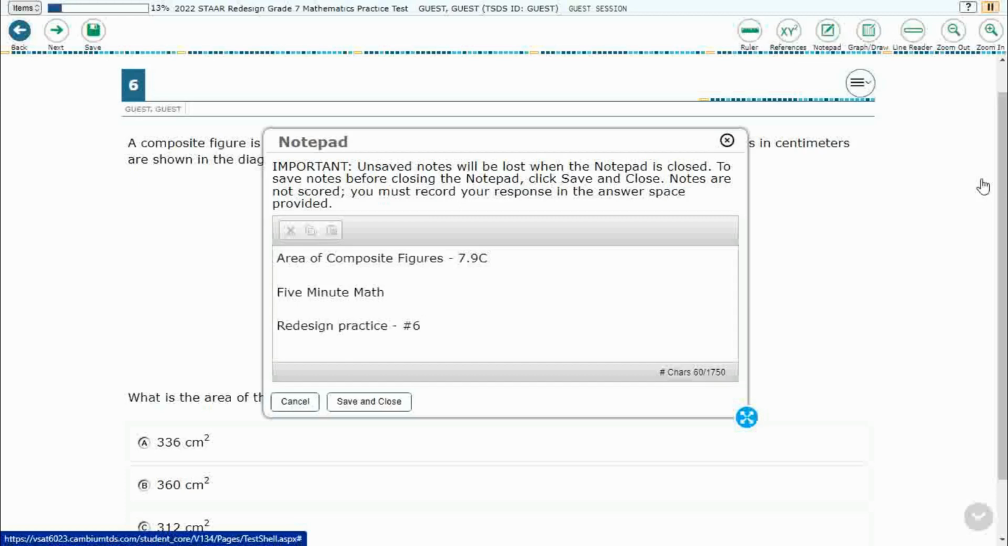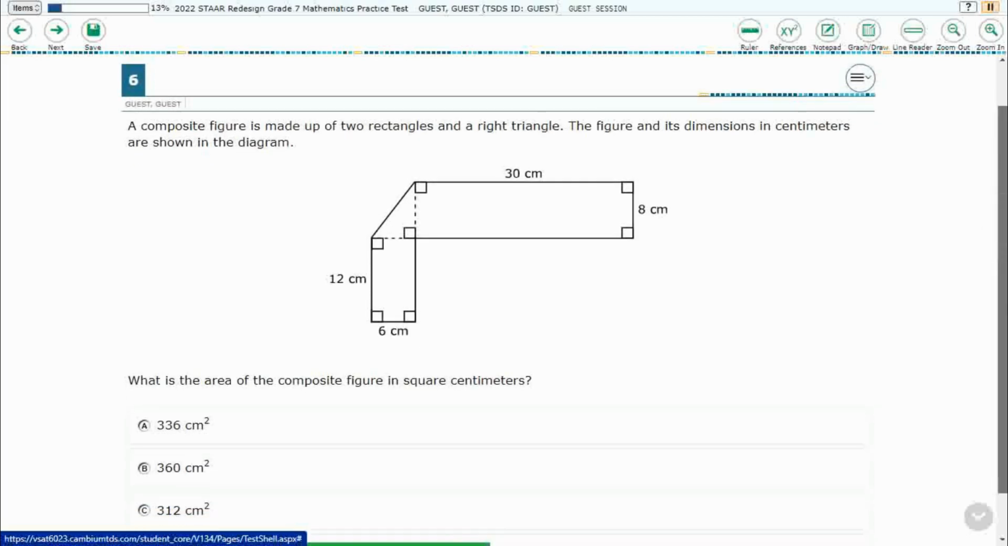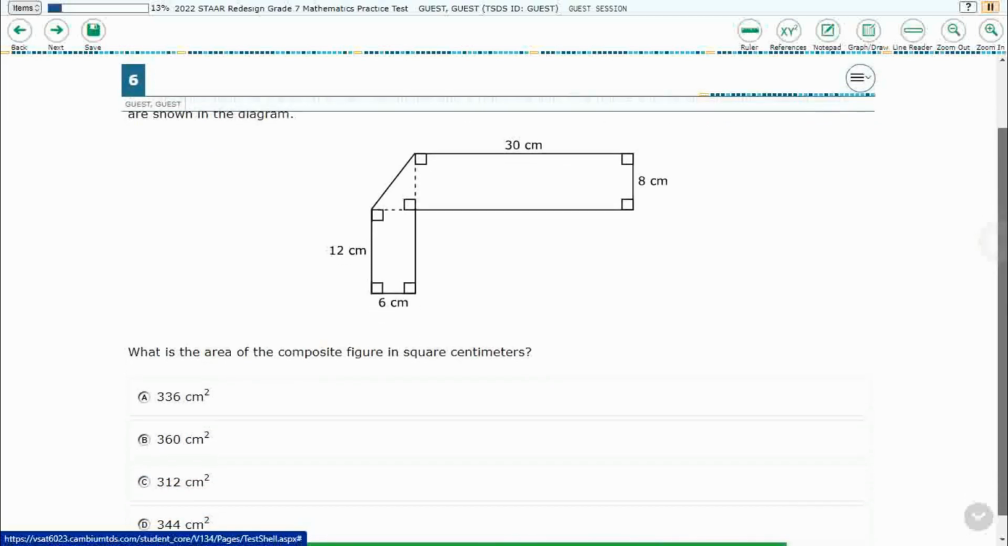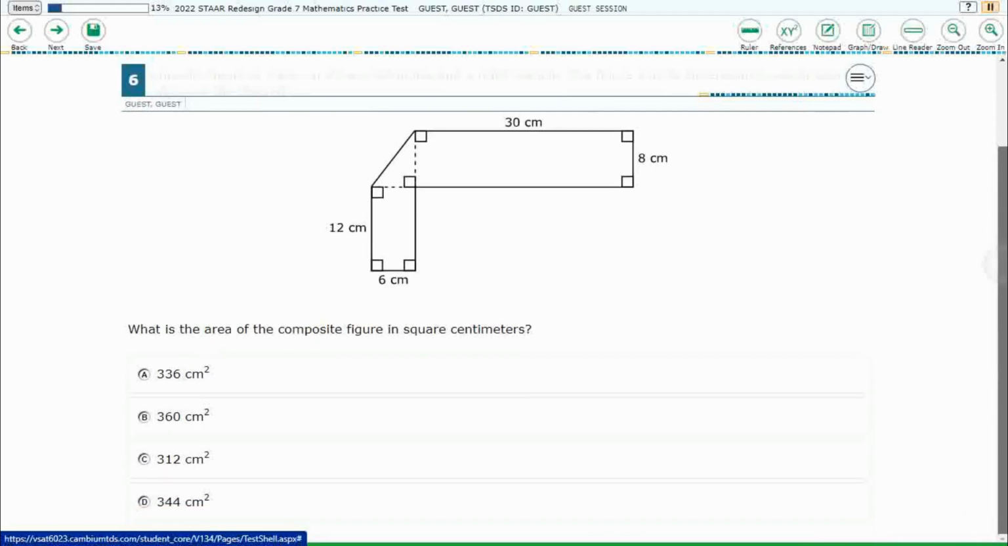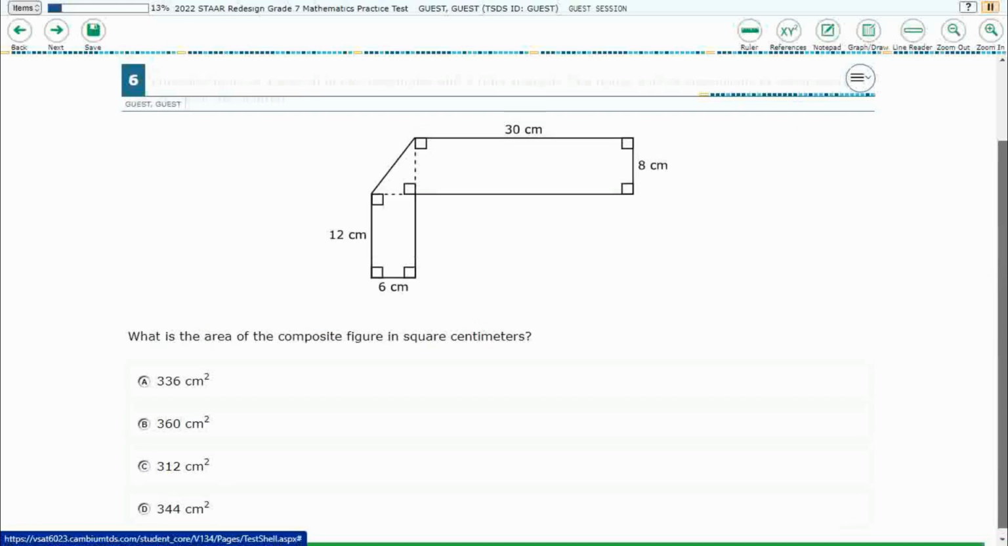Today we are looking at the 7th grade concept of area of composite figures. This is standard 7.9C in the great state of Texas, and we are using item number 6 of the Redesign Practice Online STAAR test. If you haven't done so already, please go ahead and take a moment to pause the video, work this problem out on your own, unpause it, and we will look at our answers together.